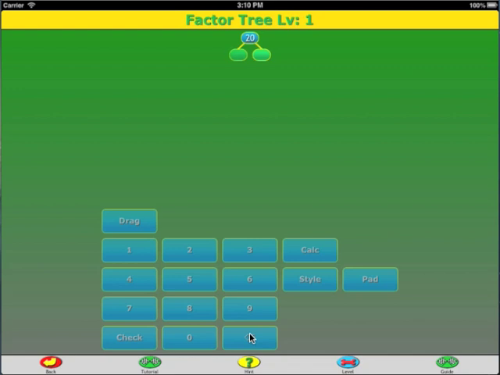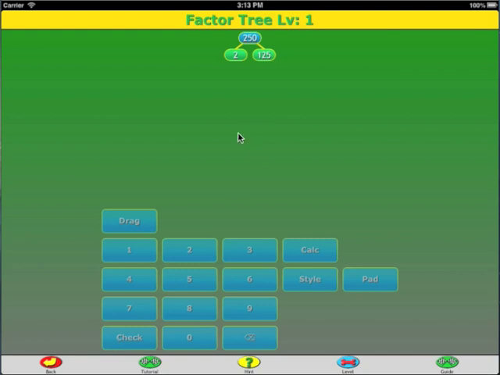Let's try a problem. The number that we are trying to factor is 250. 250 is divisible by 2, 5, and 10. So we can enter any of those factors. Let's enter 2. It has calculated the other factor as 125 for us.